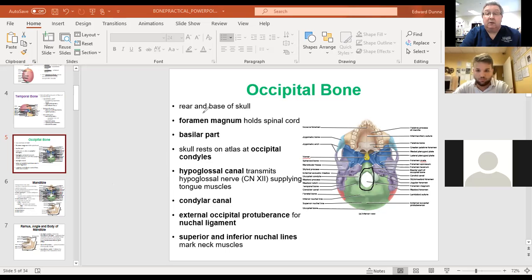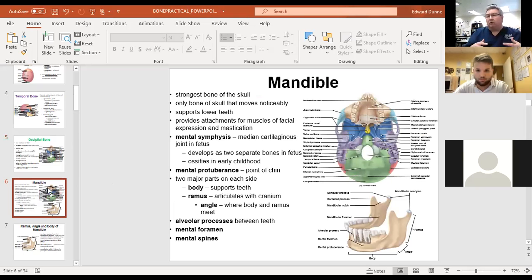The next bone is the mandible. The mandible is really the only bone on the skull that moves. Here's the bone itself. On the bottom right here, you'll see the bone.